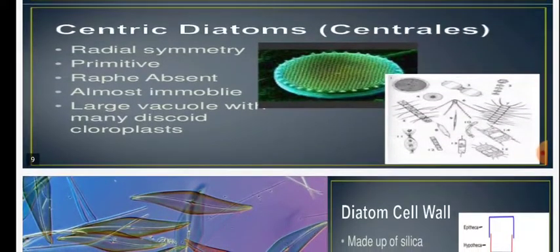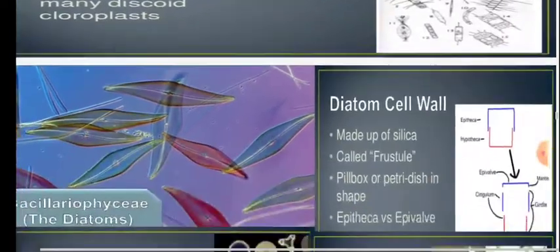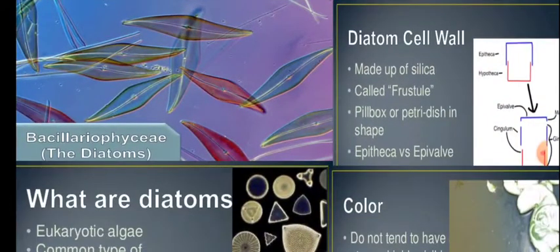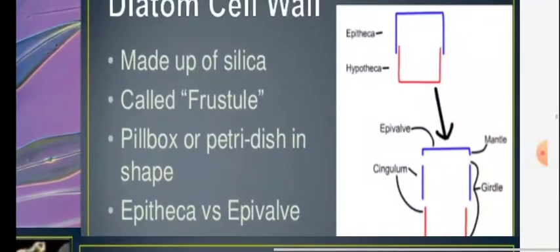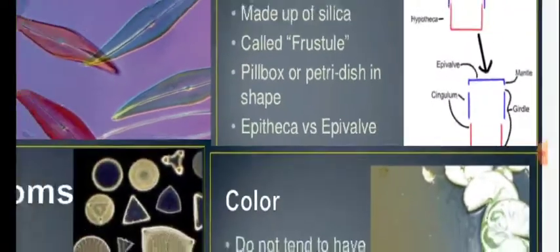The centric diatoms show the centrals here. Radial symmetry, primitive, raphe absent, almost immobile, larger. Immobile means not moving from one place to another. Then a large vacuole with many discoid chloroplasts are there. So that is for the centric diatoms. The diatom cell wall in these Bacillariophyta members is made up of silica, called frustule, then pill box or petri dish in shape, and epitheca is there. You see the hypotheca and the epitheca are there. Then mantle and girdle. So these are the parts of the cell.